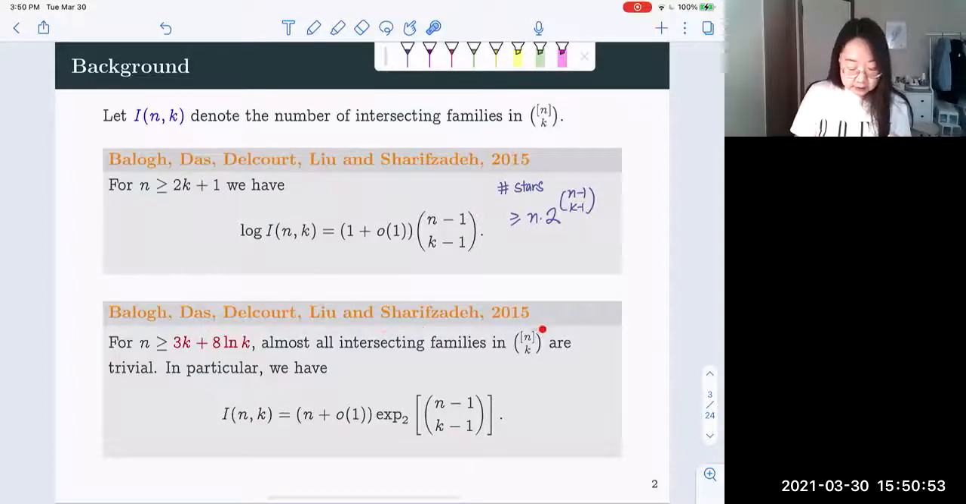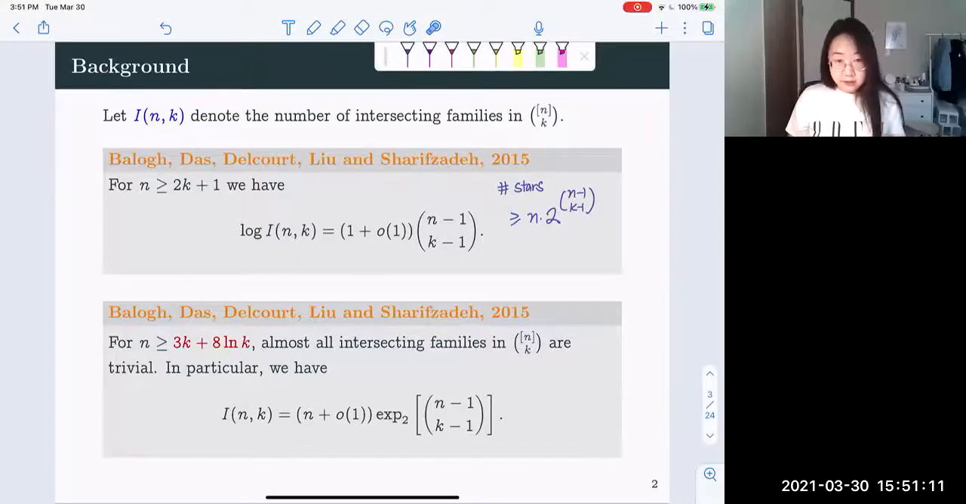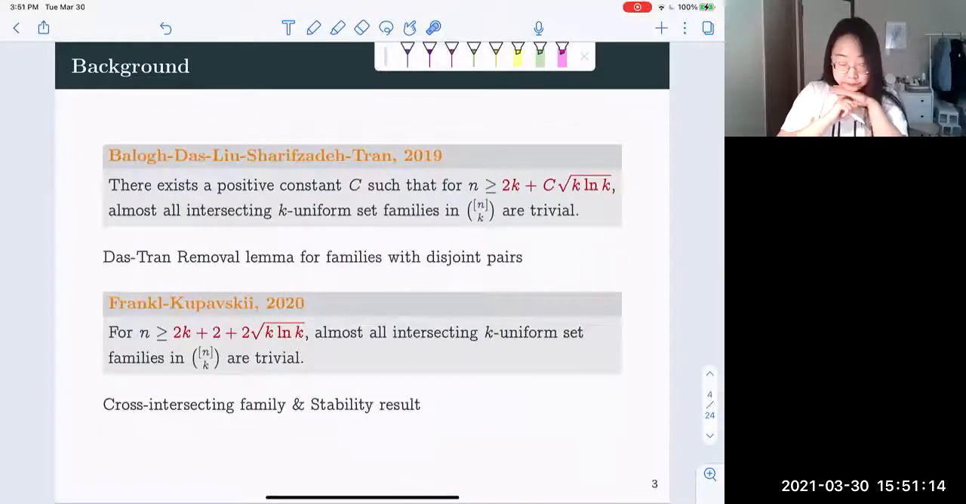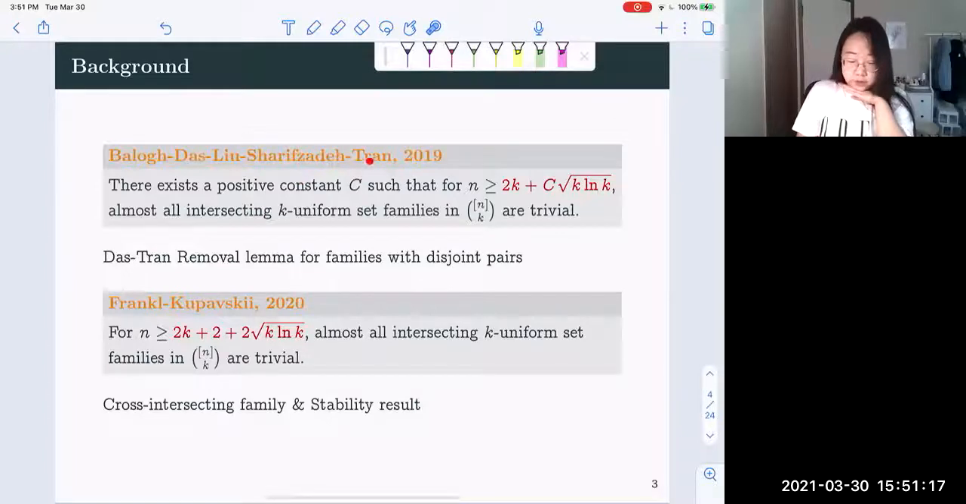The same group, in the same paper, first showed that when n is at least 3k plus 8 log k, almost all intersecting families are trivial. In particular, the number of them is asymptotically this many. So this is where the competition begins. Next, in 2019, they pushed the work forward by showing the same conclusion works for n at least 2k plus c root k log k. Previously it was 3k plus log k; now it's 2k, but with a root k.